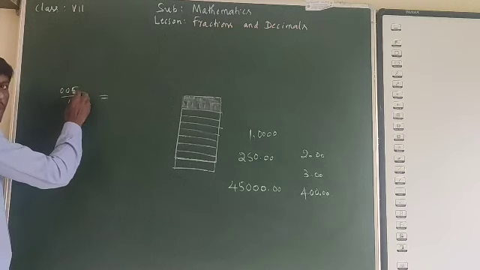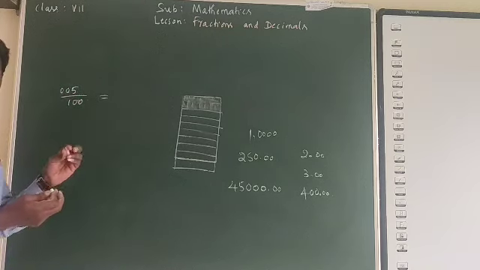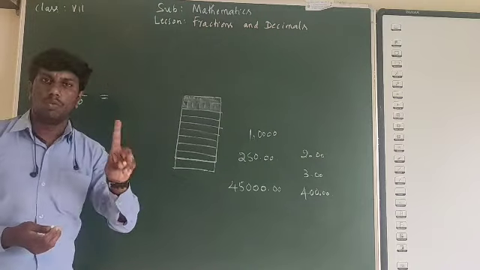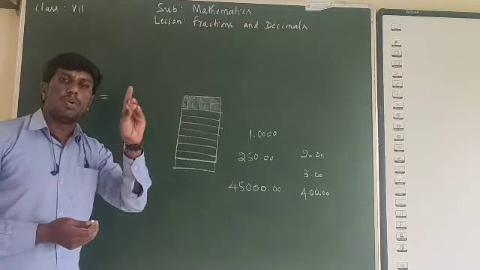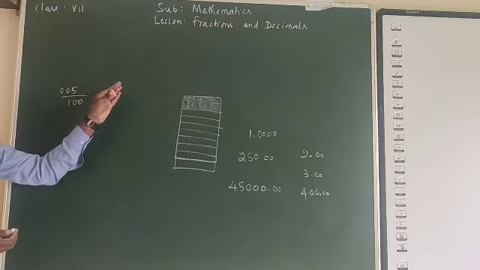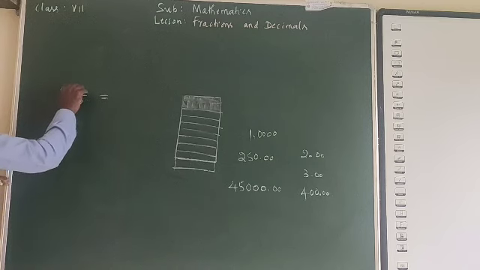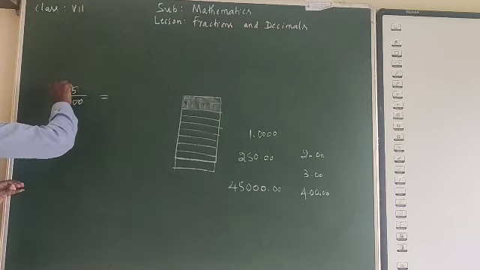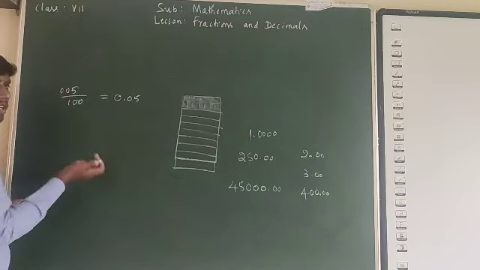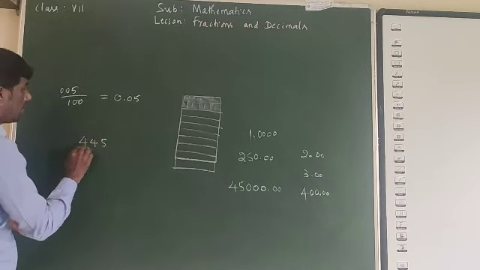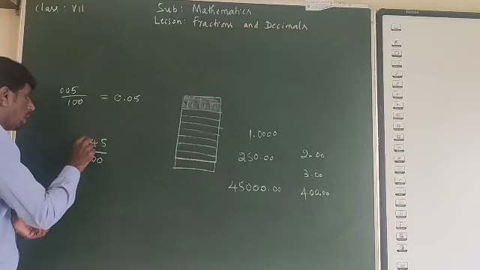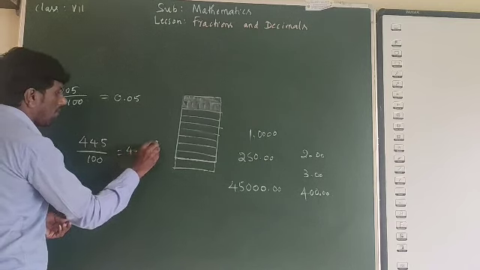Since I am having 2 zeros, how many digits should I bring the decimal point left side? 2 digits, right? Initially in the 10 I am having only 1 zero, so I will be bringing the decimal point 1 digit left side. Here I am having 2 zeros, so I should bring the decimal point 2 digits left side. By default the decimal point will be here. So 1 2, that is 0.05. Correct? Clear? So 445 divided by 100. By default the decimal point is here, since I am having 2 zeros, 1 2, that is 4.45.